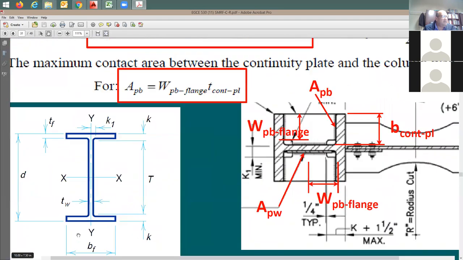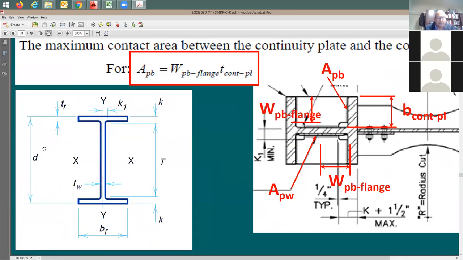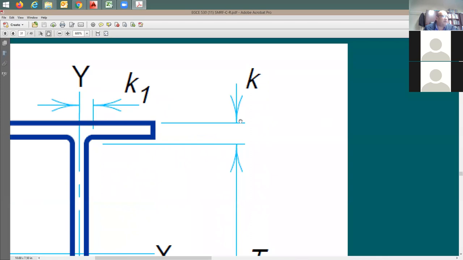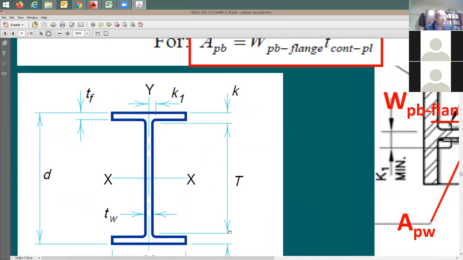Look here at this detail for any W section. We have something called K here, and then we also have K1. Look where K is from, where to where. K is going to be from the top of the flange to the end of this K region, which means this round section or this round piece here, to the bottom of it. And T is going to be the maximum length of a plate that you can attach here to the web.